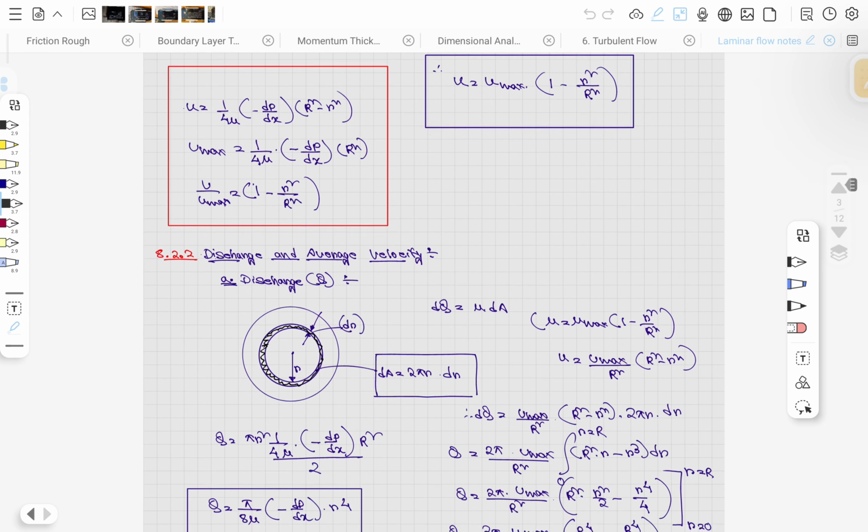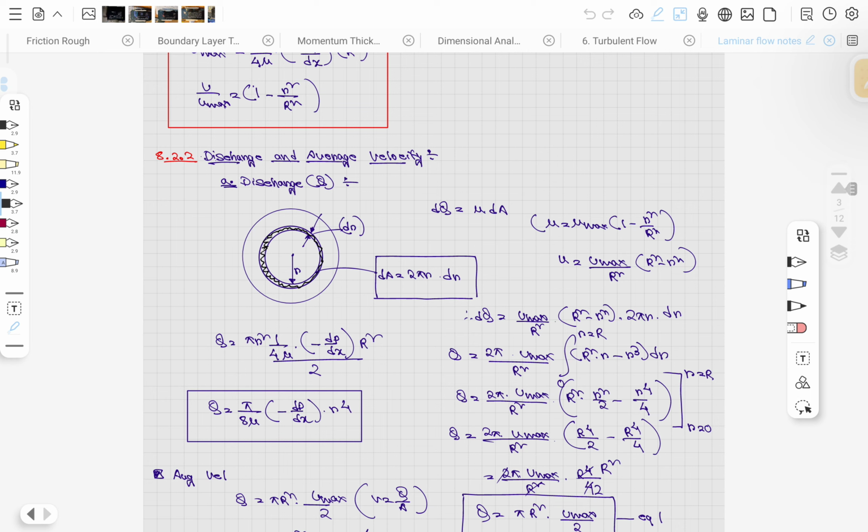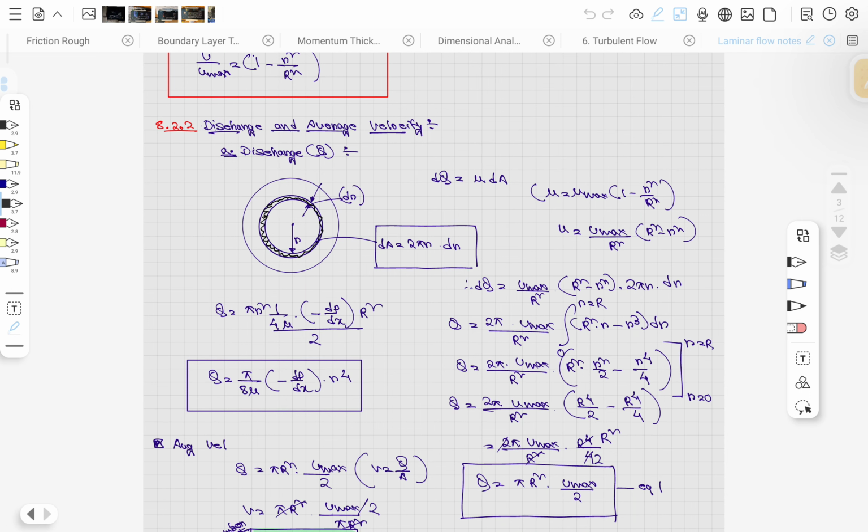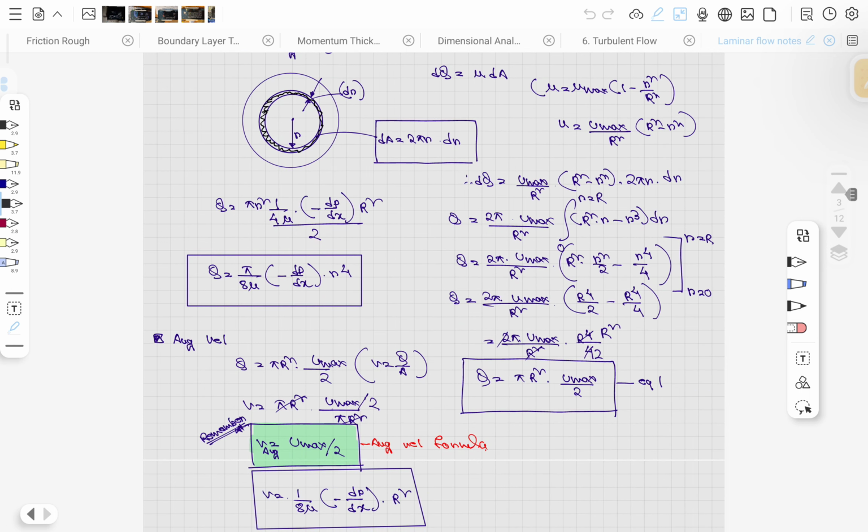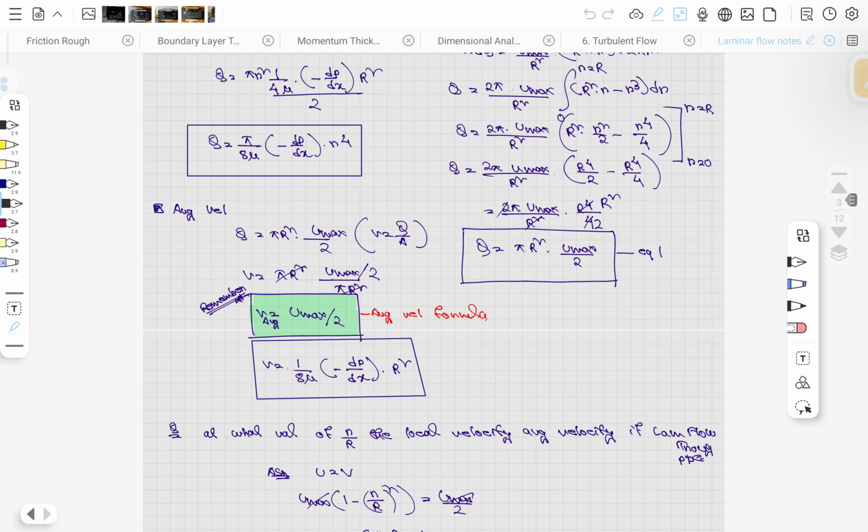Then the discharge. There are many more formulas, so just keep them in mind. For the discharge, dQ equals u into dA. Right now I am just writing. So u equals u max into 1 minus r square by R square, put everything in, and Q equals pi by 8 mu times minus dp by dx times R to the power 4. Average velocity, u average, equals u max by 2, and V equals 1 by 8 mu times minus dp by dx times R square.